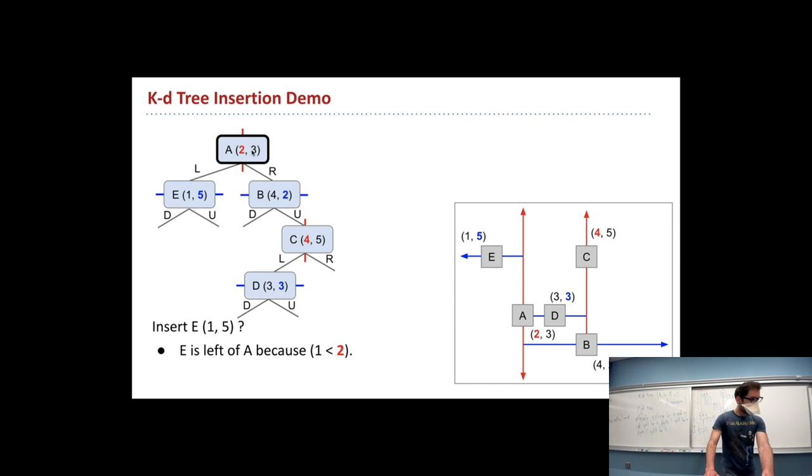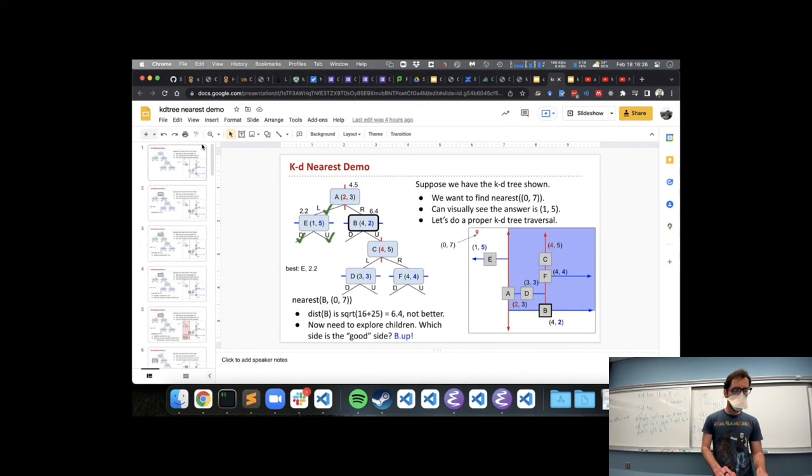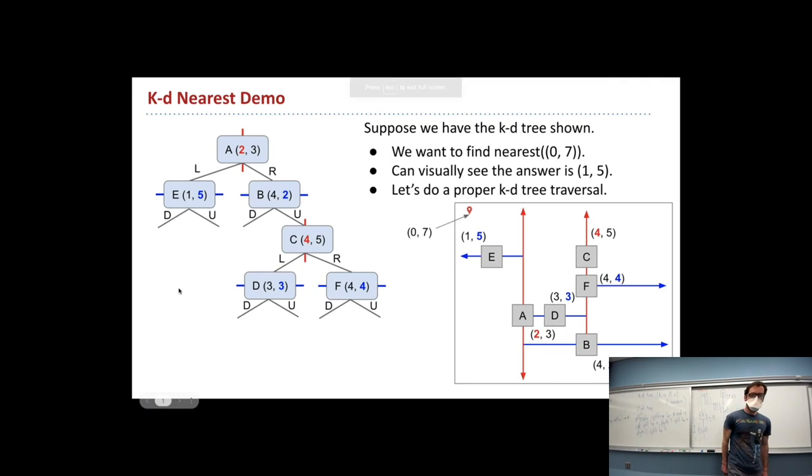So the other thing that I would like to walk through about our KD tree is, let's suppose that we have the following KD tree and we want to find the nearest point to 0, 7, marked over here with this pin.